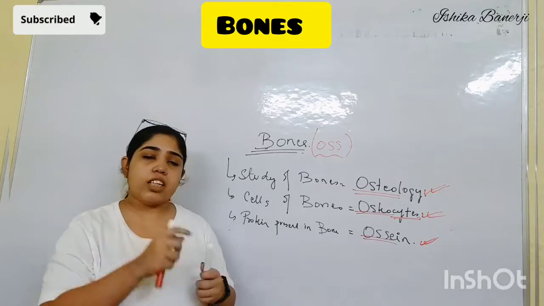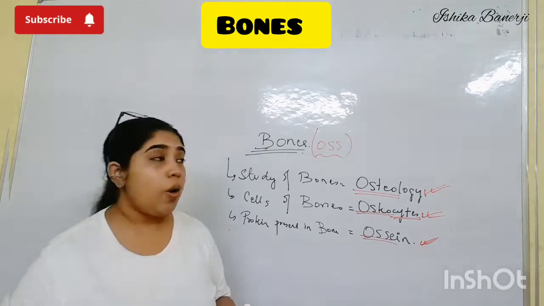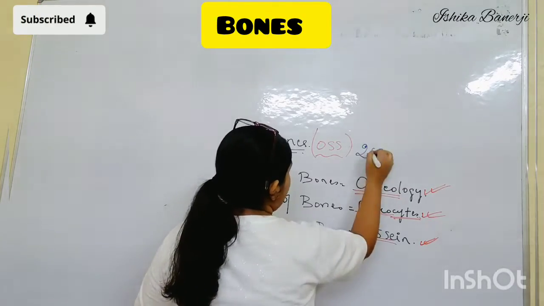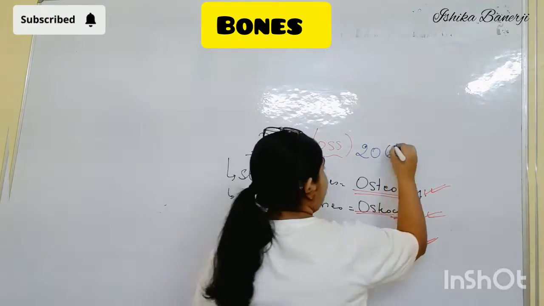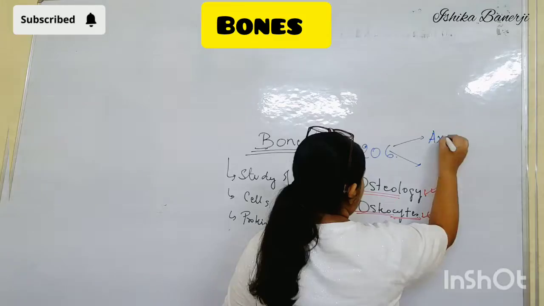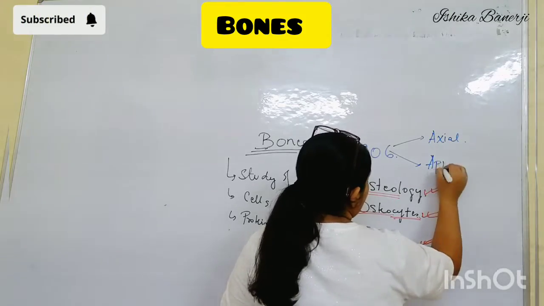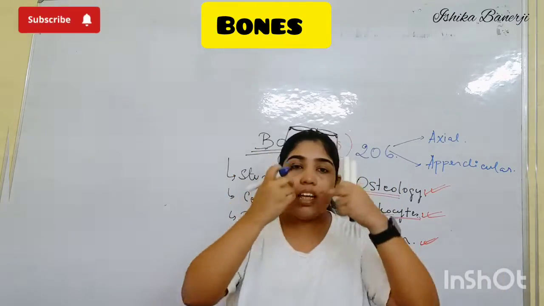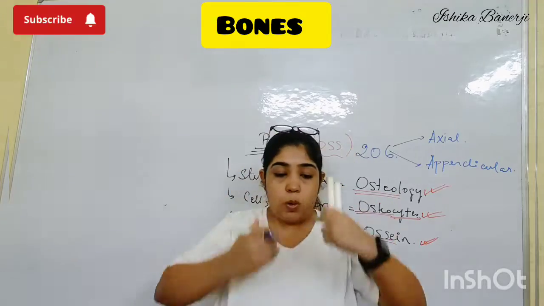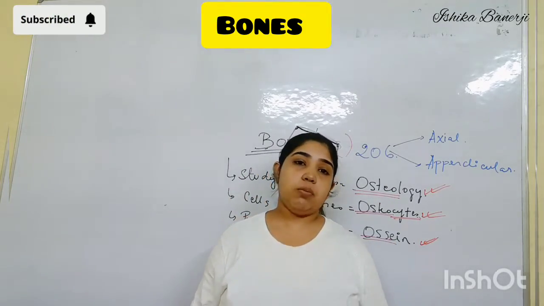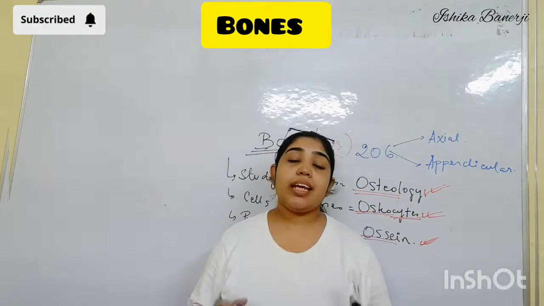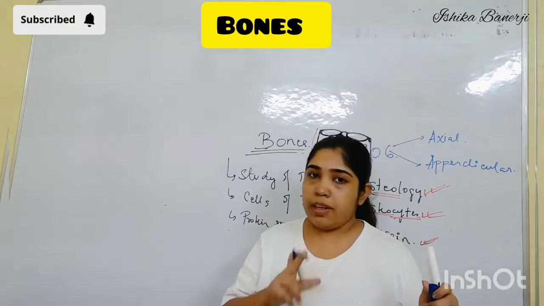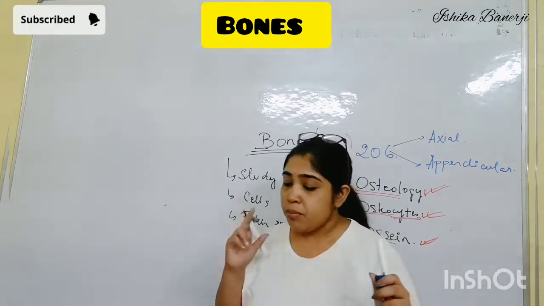Since childhood, a question that comes is, how many bones are there in your body? In our body we have 206 bones, and they are divided into two parts: the axial bones and the appendicular bones. What is axial? Axial means the axis. Any bone related to the axis, this straight portion of the body, is known as the axial bone, and the rest are known as the appendicular bones. We will be talking about the smallest bone, largest bone, all things, but this is what you can remember.